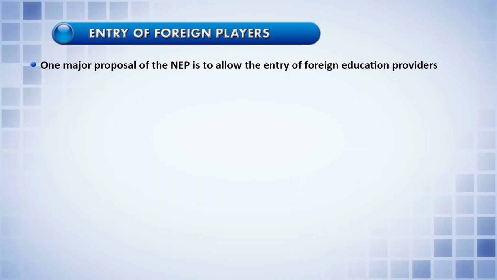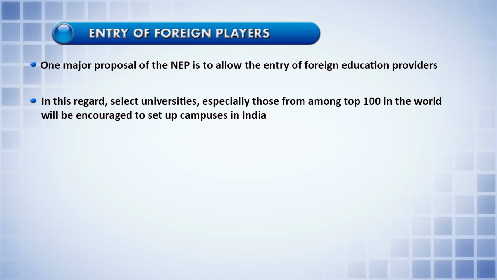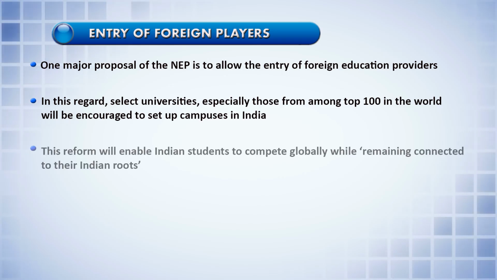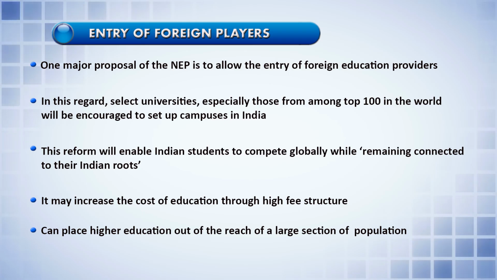One major proposal of the NEP is to allow the entry of foreign education providers. In this regard, select universities, especially those among the top 10 in the world, will be encouraged to set up campuses in India. This reform will enable Indian students to compete globally while remaining connected to their Indian roots. This is how the NEP envisages it. It is possible that their entry may increase the cost of education through high fee structures, and other institutions may also start charging high fees, and this can place the higher education system out of the reach of a certain section of the population. So proper checks and balances will be imperative.